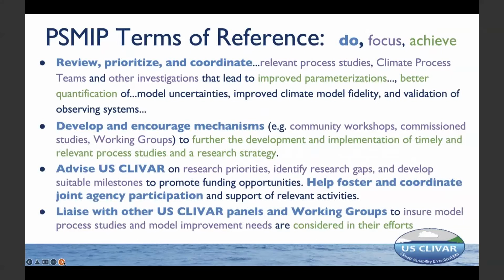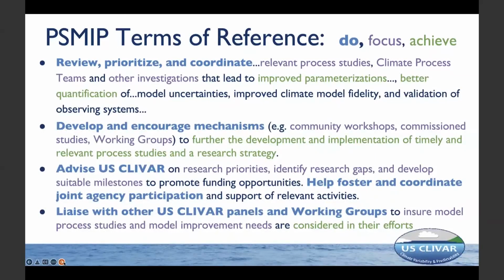We develop and encourage mechanisms, which include community workshops, working groups, etc. We advise US CLIVAR and help facilitate, foster and coordinate joint agency participation. And then we also liaise with the other US CLIVAR panels and work groups as well. So that is the reminder of what we're here to do. And so I'd like to turn it over to Charlotte, our co-chair of the panel for the last 2 years, to introduce our speakers today.